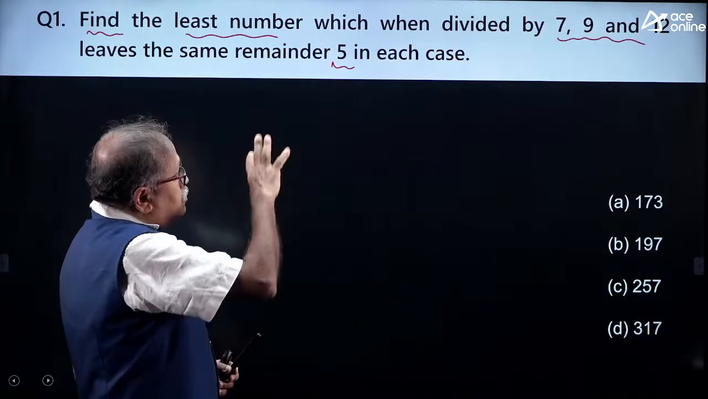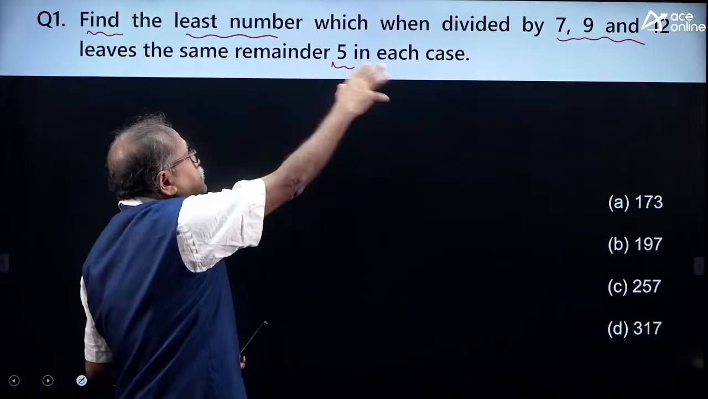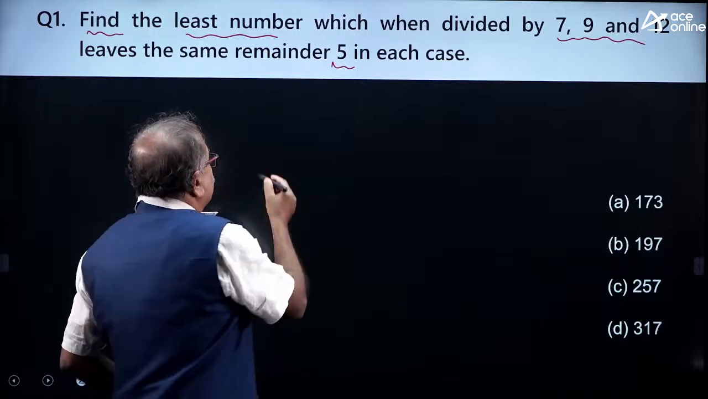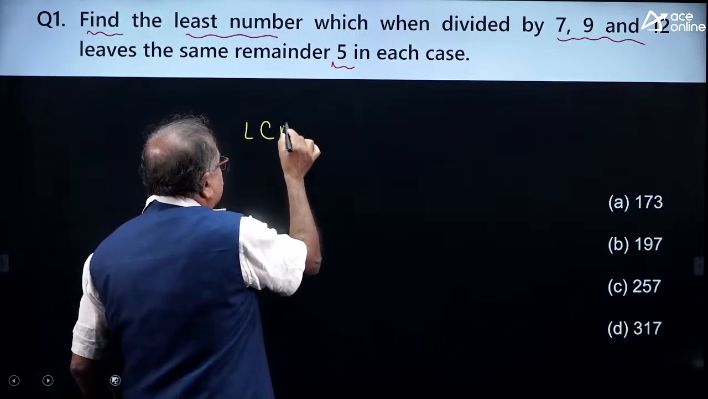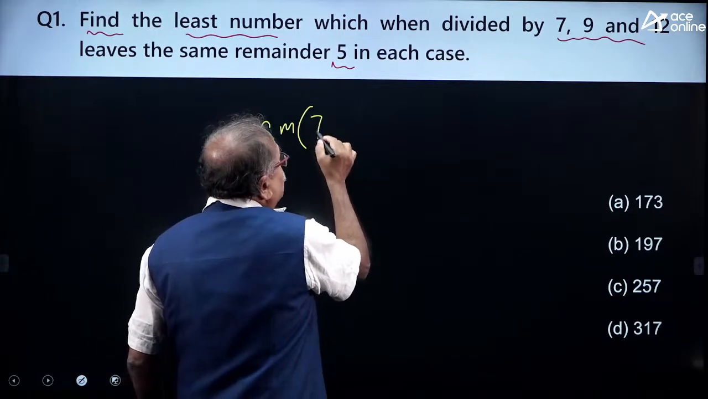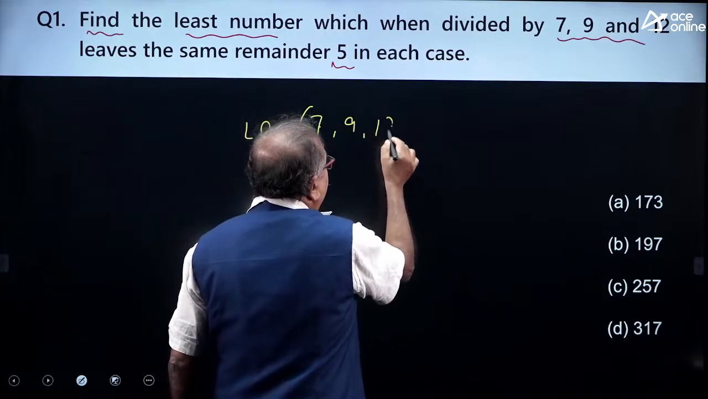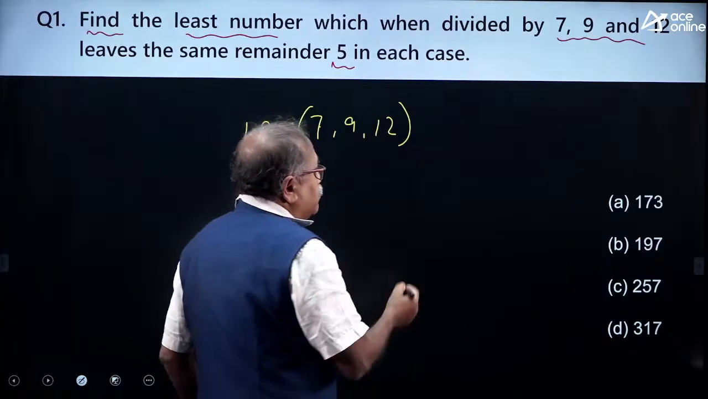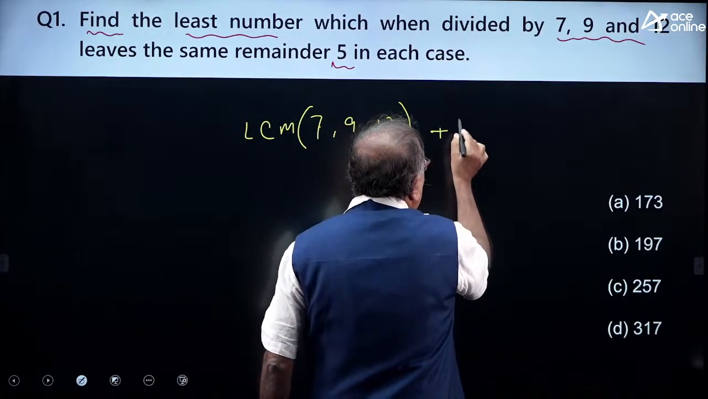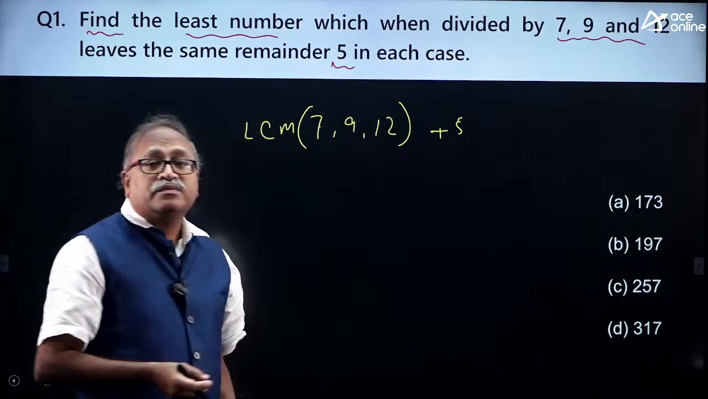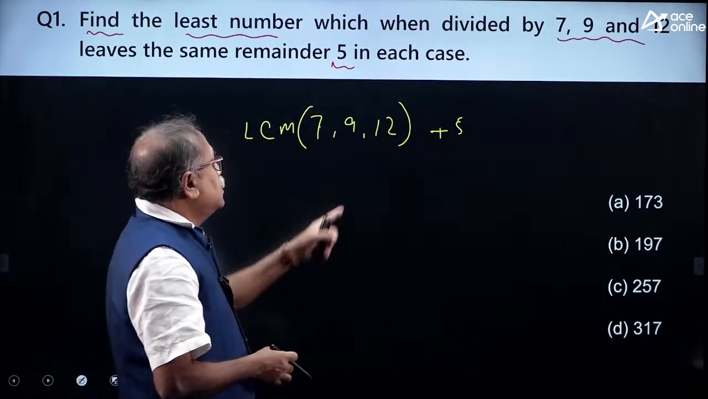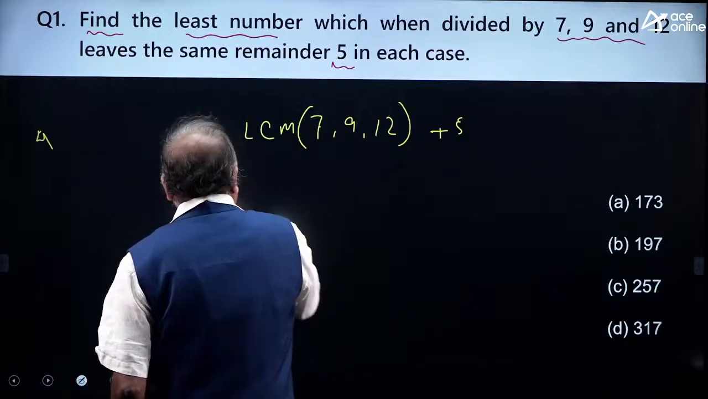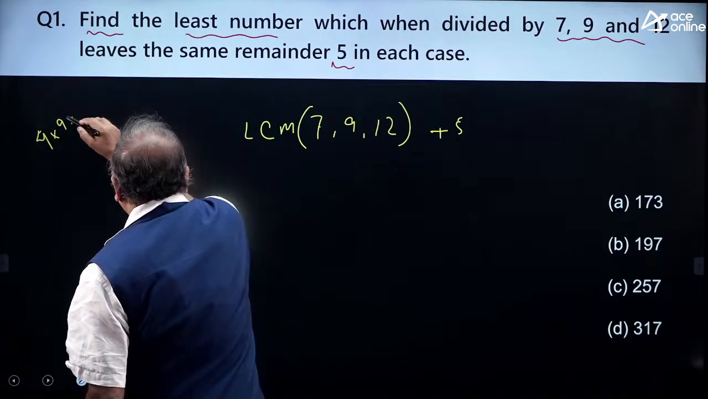So how do we answer this particular question? It is saying that I need the least number which when divided by the given numbers leaves a remainder of 5. So it falls in this category: simply take the LCM of 7, 9 and 11, and I need a remainder of 5, so add 5 to this. That's right, my dear friends.